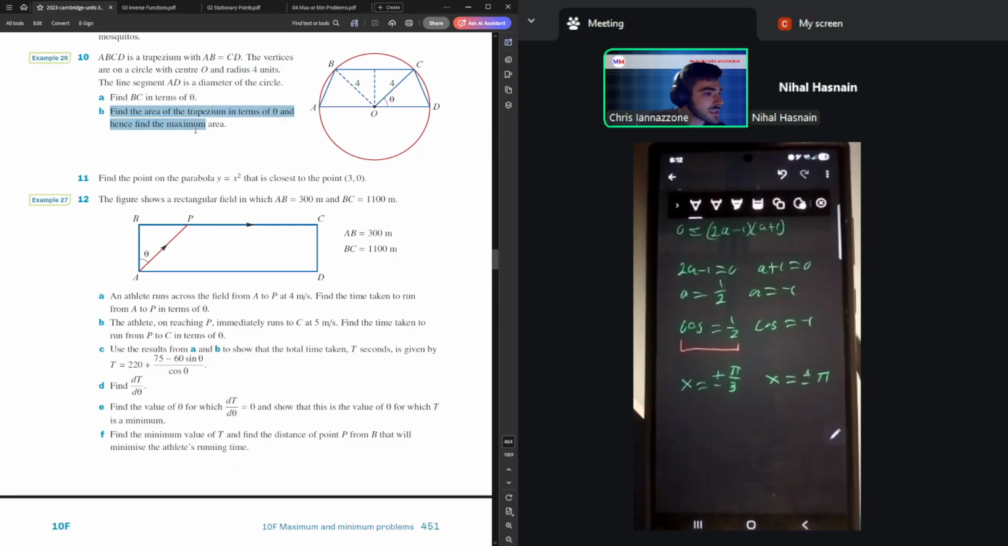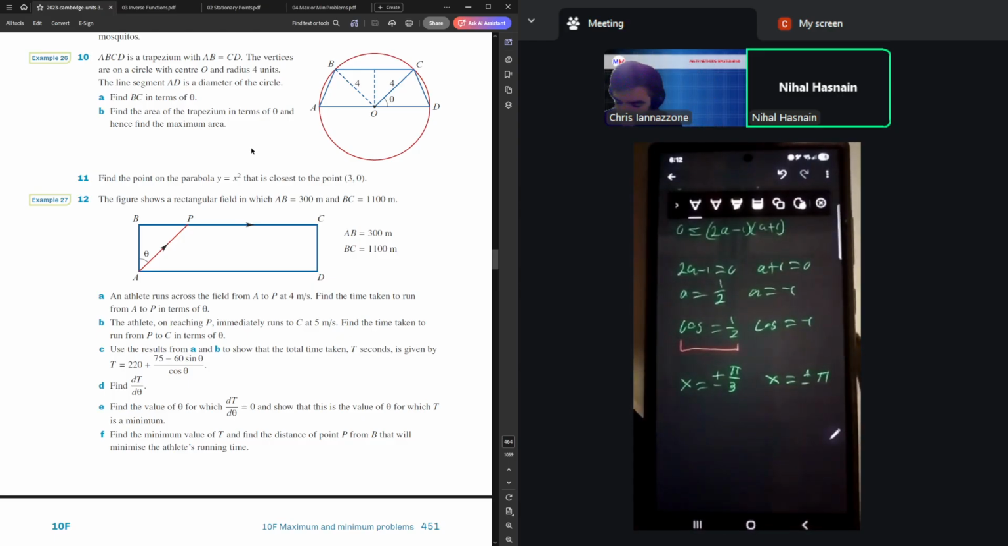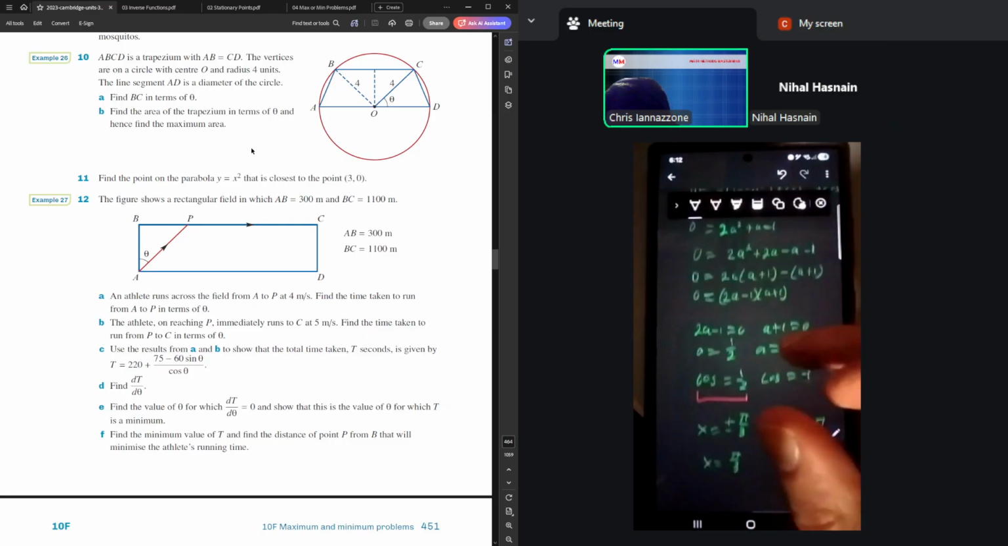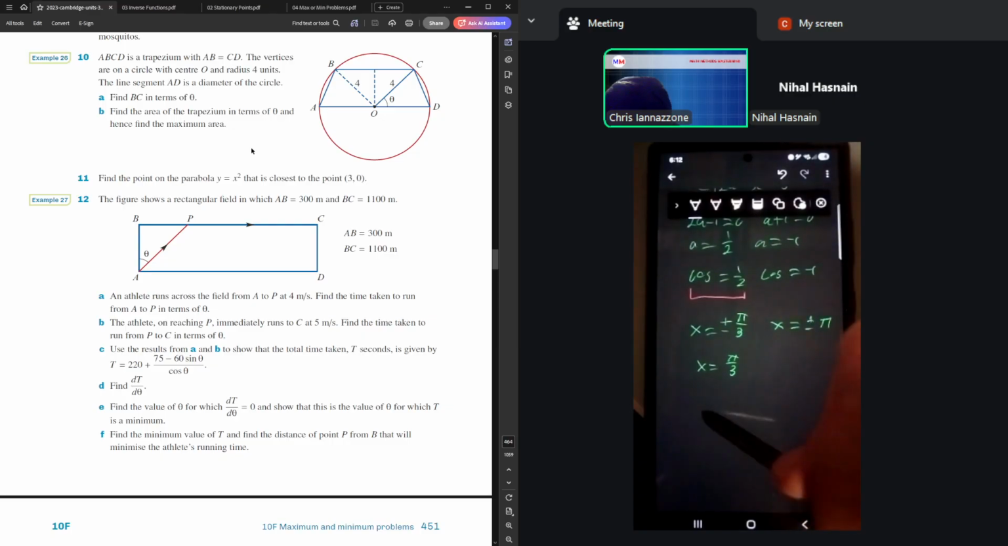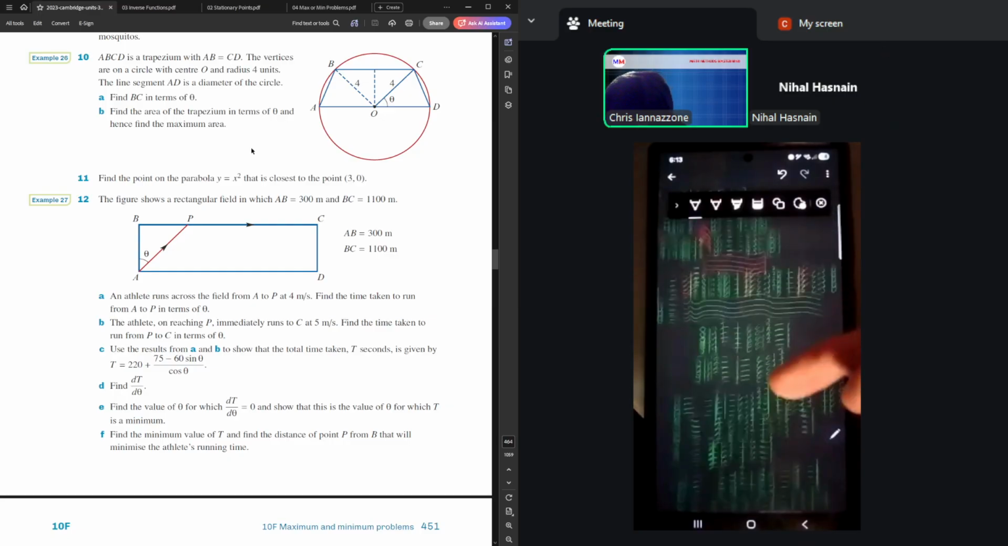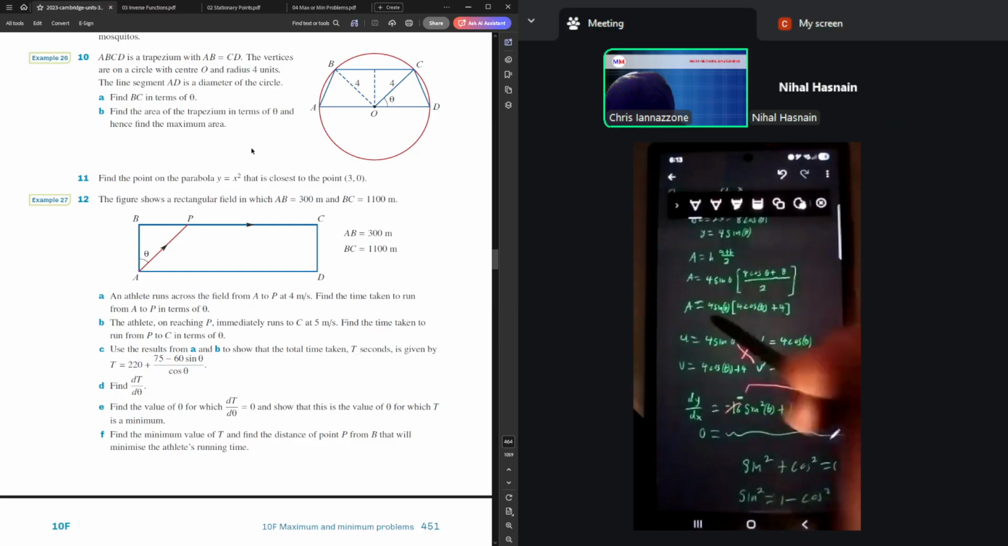Which, now that I'm talking out loud about it, we still haven't quite solved the question. It wanted the maximum area. So maximum area, that's with positive pi over 3. I guess we just apply it to the area function. That's it.